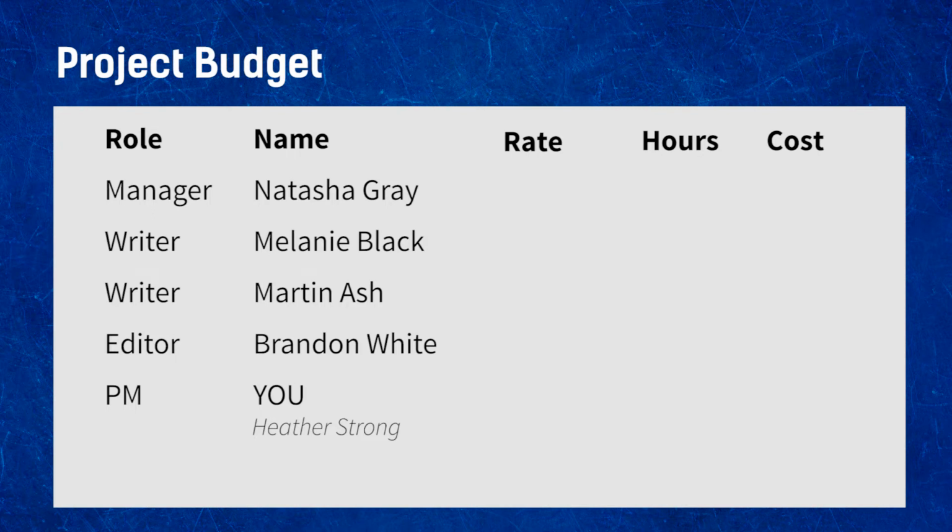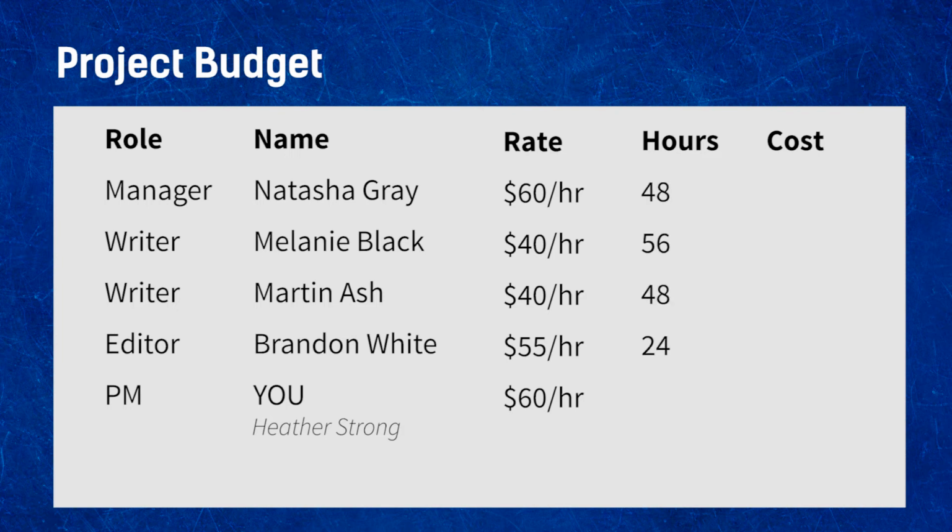Natasha Gray's rate is $60 an hour. Melanie and Martin both have an hourly rate of $40, Brandon's is $55, and Heather's, that's you, is $60. Great. For all the tasks in our plan, we're assuming 8 hours per day, so you can use your project management tool to calculate the total number of hours per person. Let's go ahead and add the hours per person to the table.